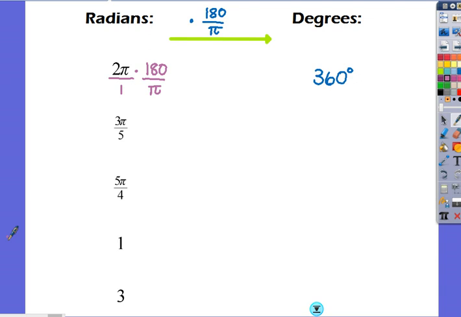And that'd be 2 pi over 1. So what would you get? You'd get 360 pi on the top, 1 times pi is pi on the bottom. Pi divided by pi is going to just be 1. So you get 360.